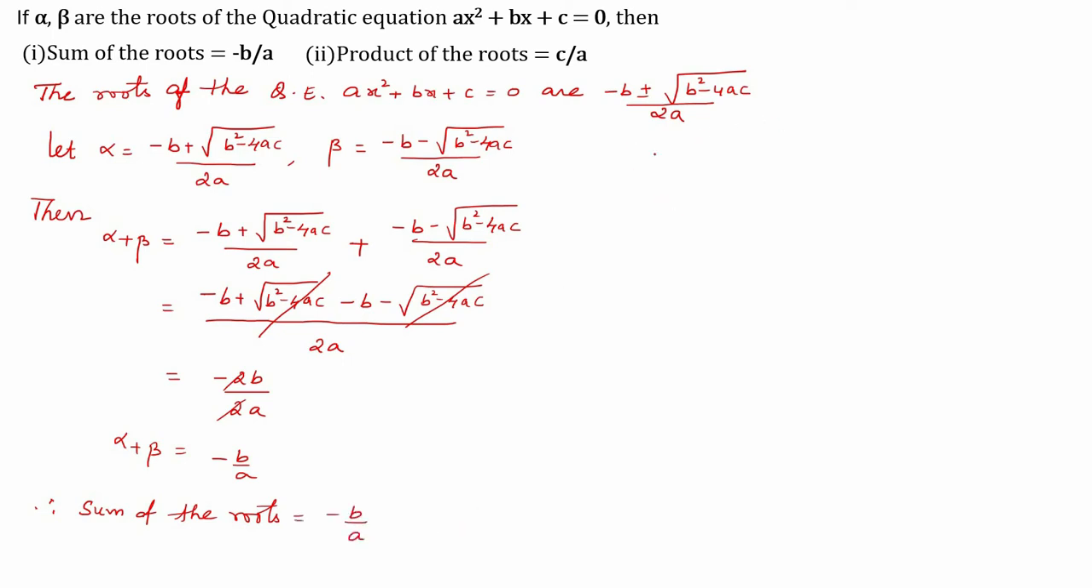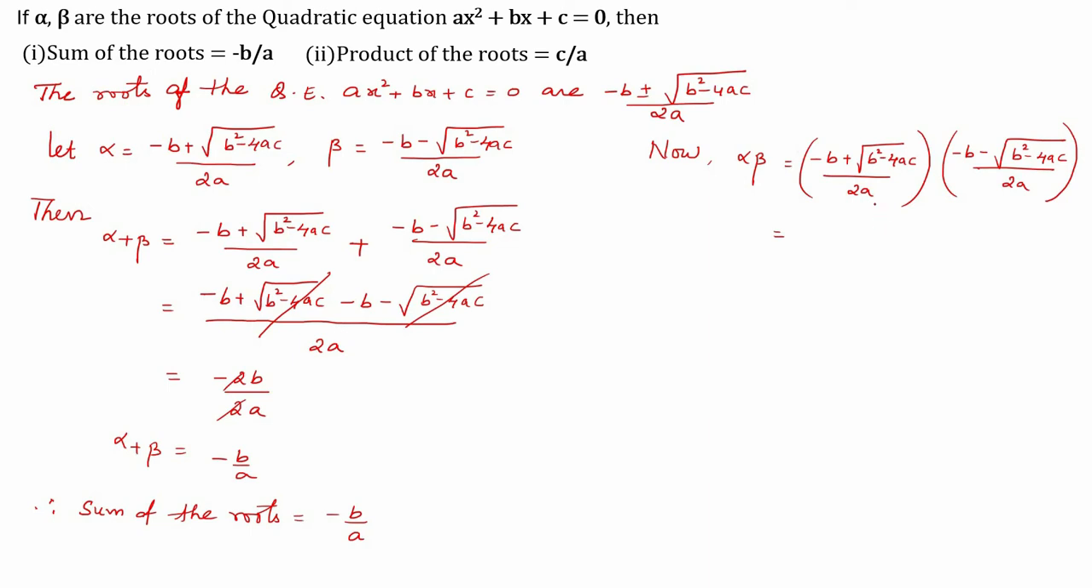In the same way we can prove the product of the roots condition. So let us now multiply alpha into beta. What is alpha? Alpha is minus b plus under root of b square minus 4ac by 2a, into beta. Beta is minus b minus under root of b square minus 4ac whole divided by 2a. So this time we are multiplying both the roots alpha and beta.